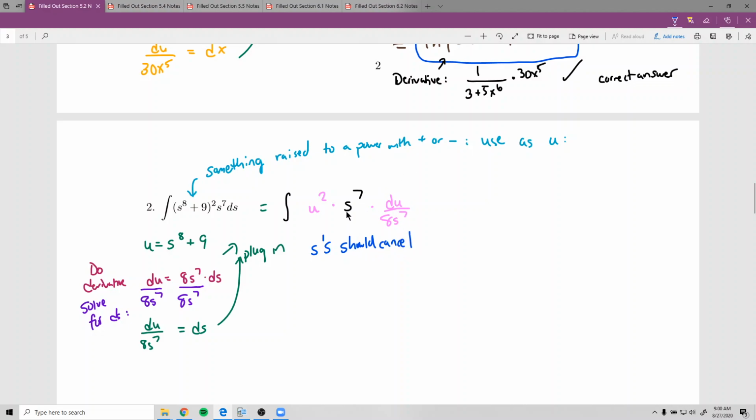And that will happen. The s to the 7th and the s to the 7th will cancel. Like I mentioned last time, the numbers don't have to match. So we have an 8 here and we don't have an 8 here, but that's okay. And let's just go ahead and write what we're left with. So we've got a u squared. The s to the 7th is gone in the top and bottom, and we got a du over 8.